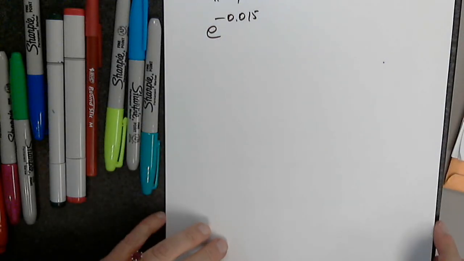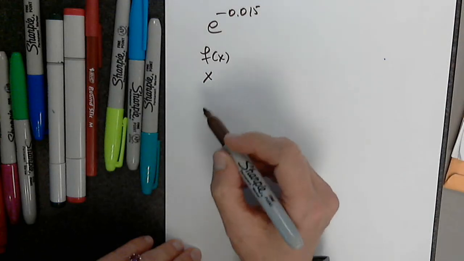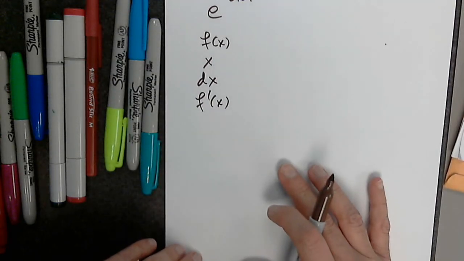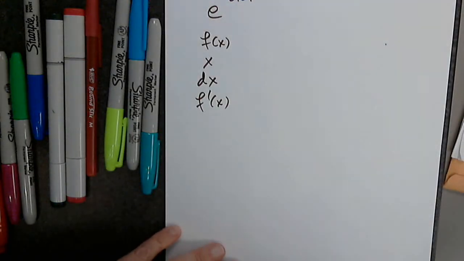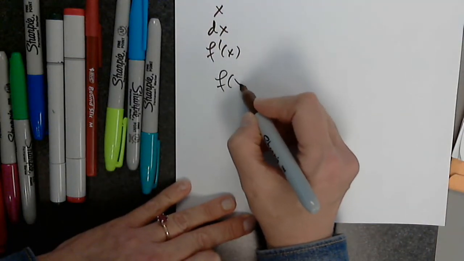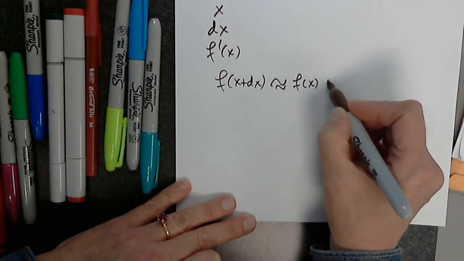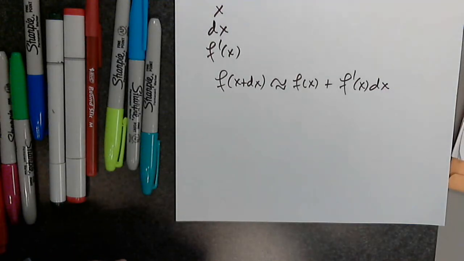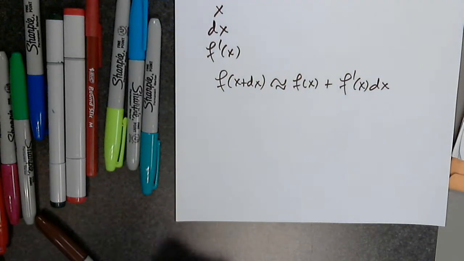So we have a bunch of things that we have to identify. We have to identify the function, we have to find x, dx, then find f prime of x, and that's it. We should write the formula one more time, which is f of x plus a little bit of x is approximately f of x plus a little bit of y in the form of f prime of x dx. So I have to identify all these.